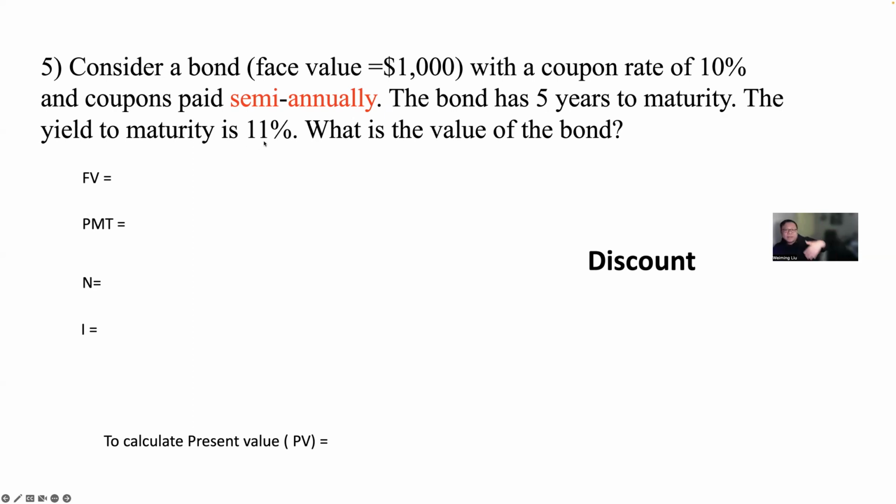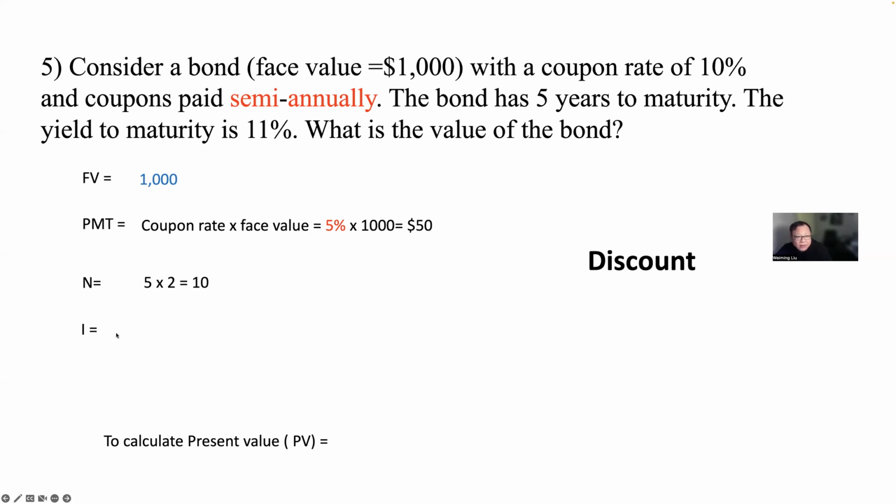So in this calculation, the payment period is more frequent. Your face value is the same, 1,000, but for the payment, the 10% is the annual rate, so for semi-annual payment you're going to use 5%. 10 divided by 2, 5% times 1,000, that's $50. And N, the number of periods: 5 years semi-annually, 5 times 2 equals 10 payments.